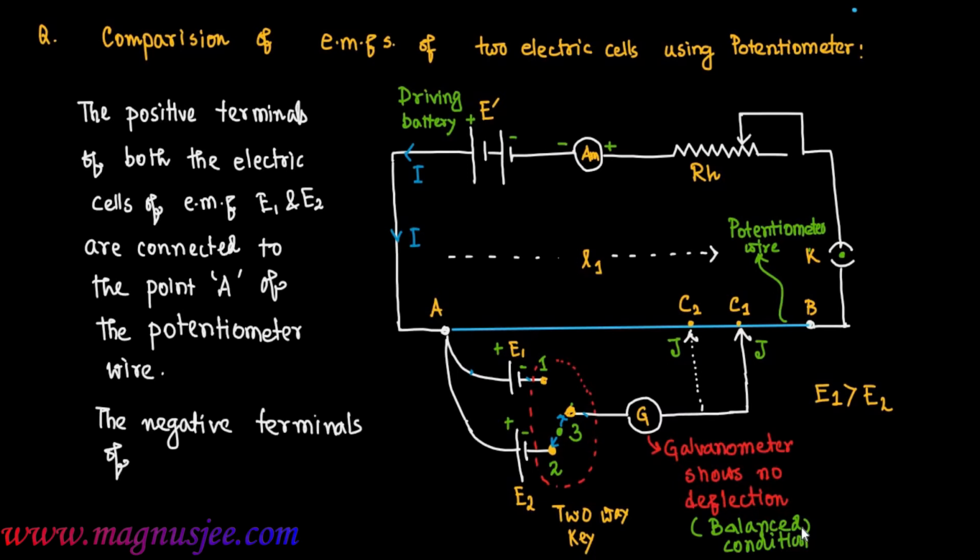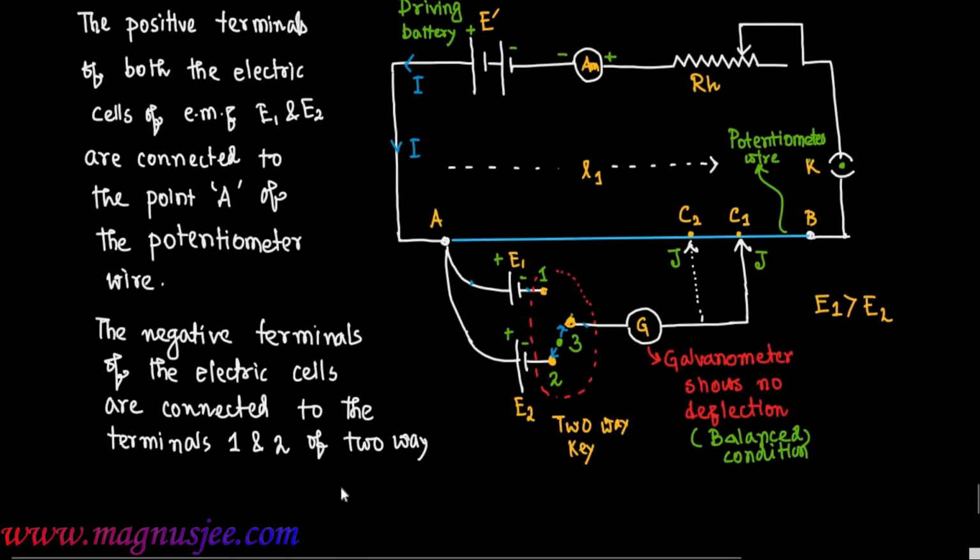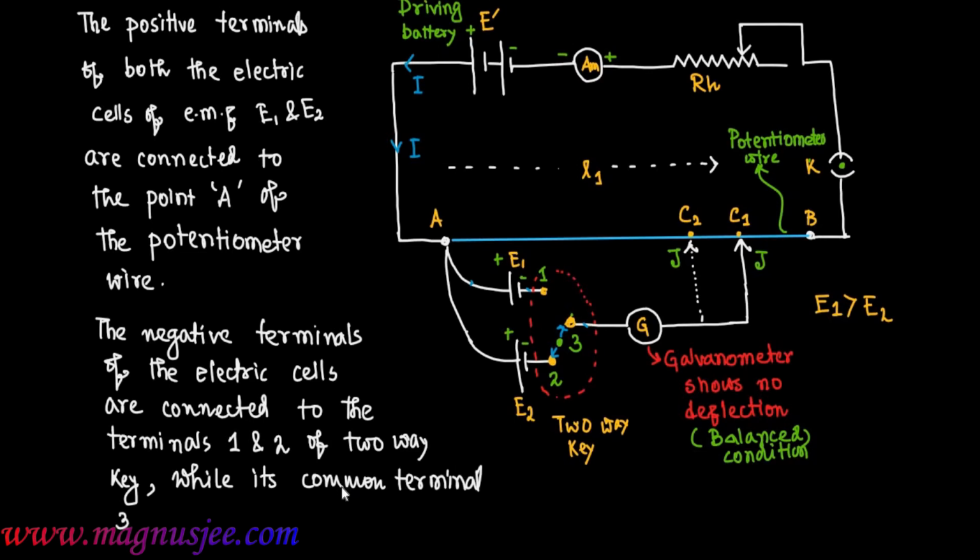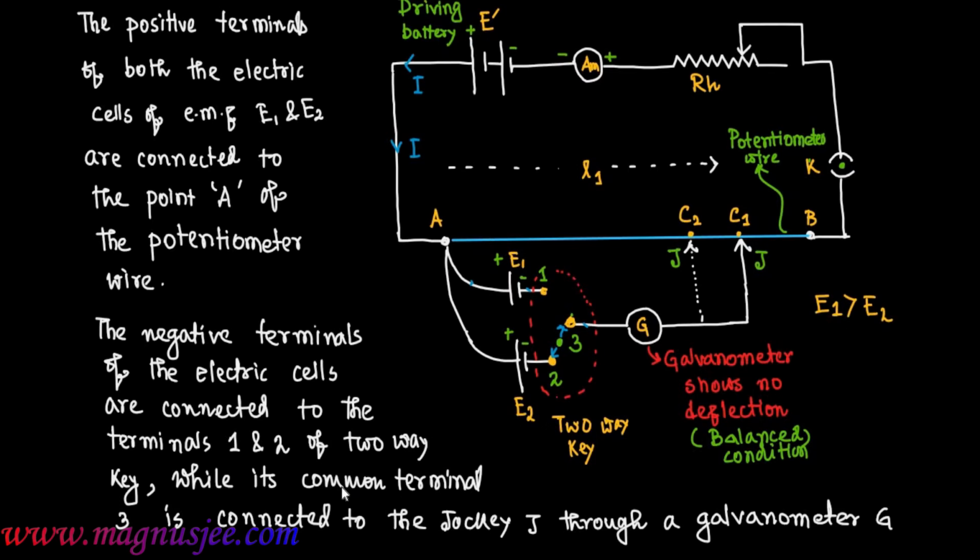Also, we can say that the negative terminals of the electric cells of E.m.fs E1 and E2 are connected to the terminals 1 and 2 of the two-way key, while its common terminal 3 is connected to the jockey J through a galvanometer G, as shown in the figure.